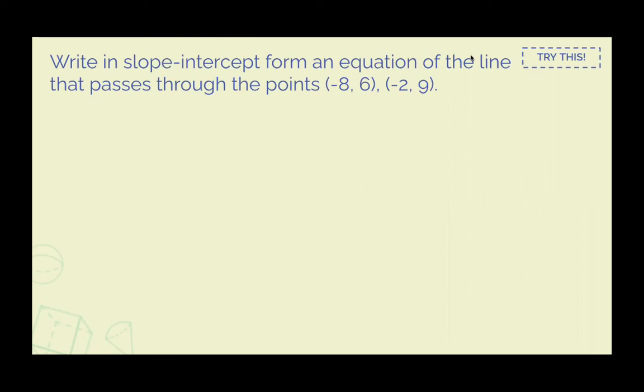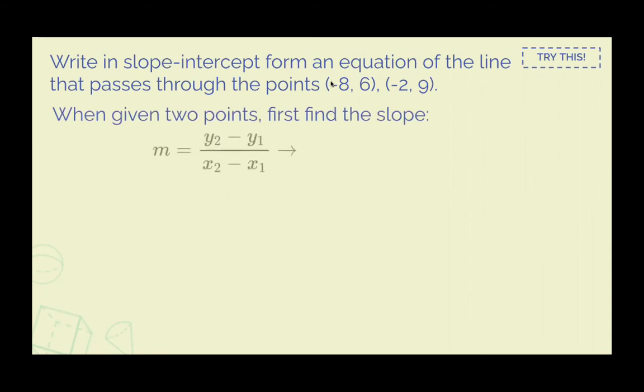So we're going to go ahead and first find the slope. Let's take out our slope equation and then label our ordered pairs as either ordered pair 1 or ordered pair 2. It doesn't matter which one is ordered pair 1 and which one is ordered pair 2. Just make sure that you are plugging in the correct values.